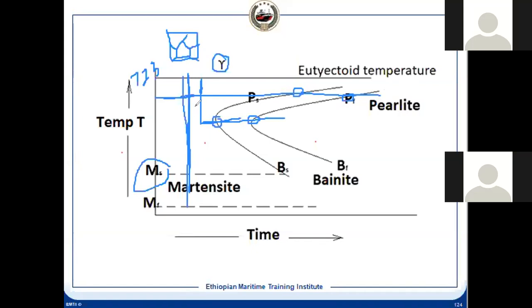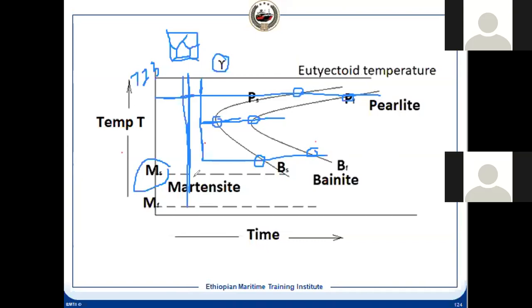If you move down sharply to this temperature and then keep it for some time, here bainite will start, and here the bainite transformation will complete. This line is the starting point, and this line is the ending point. After that there will not be any structural change. So we can do the heat treatment.